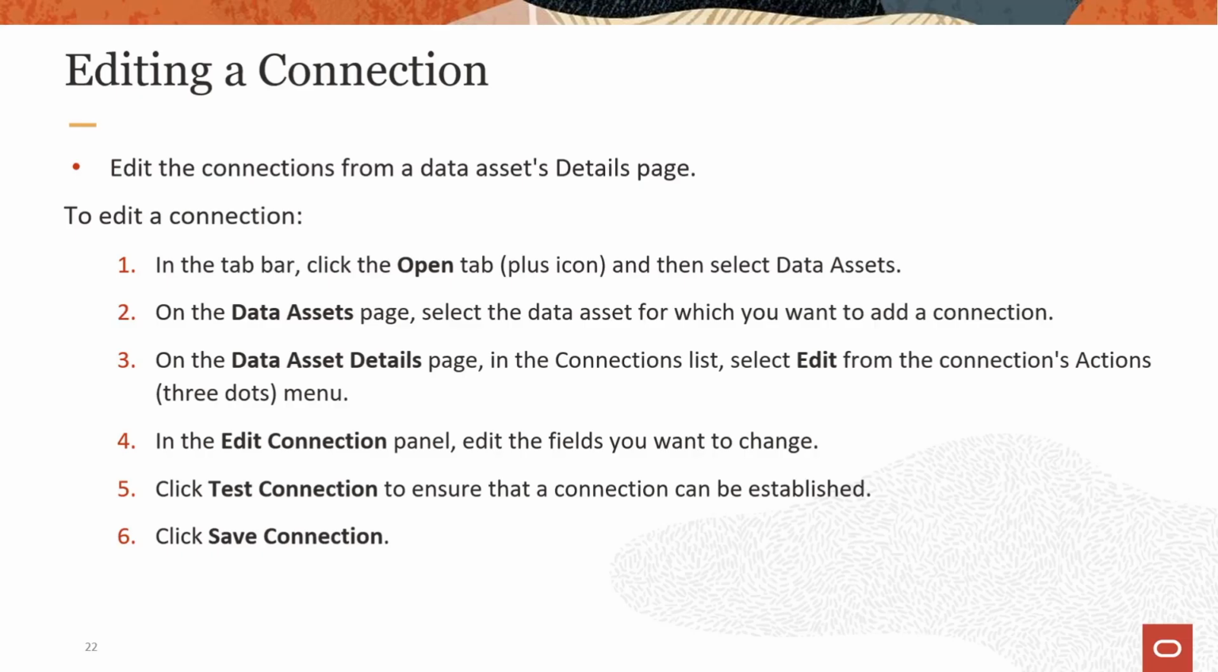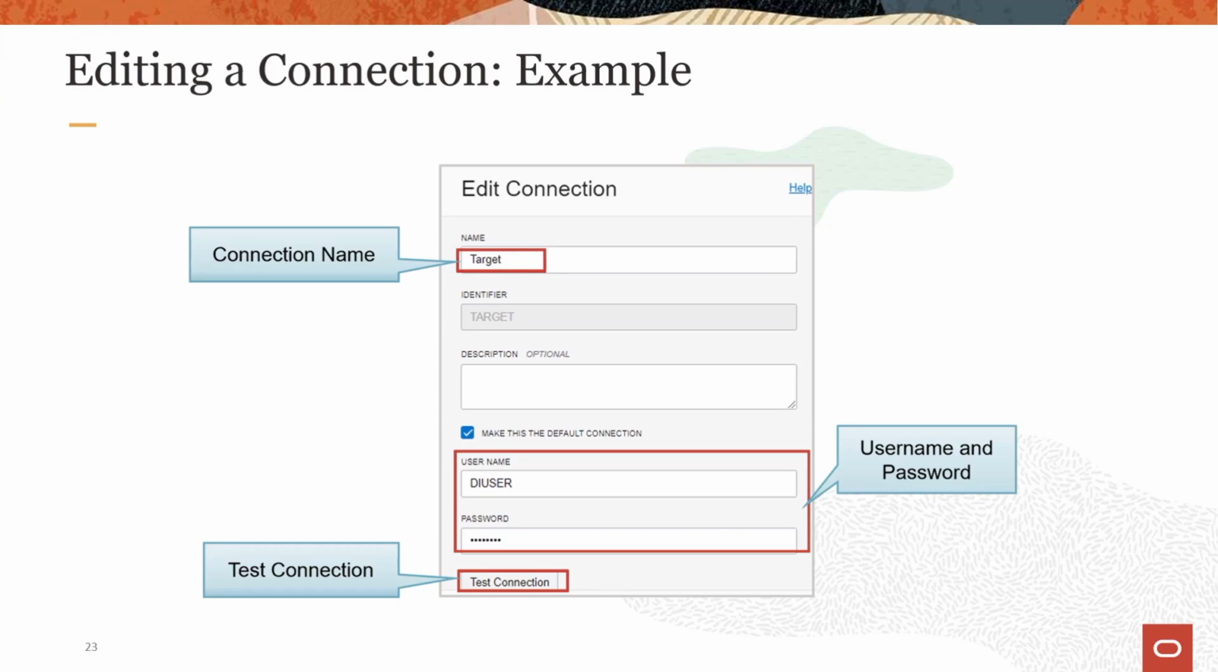In the Edit Connection panel, edit the fields you want to change. Click Test Connection to ensure that a connection can be established. Click Save Connection. Here is the screenshot of the Edit Connection tab. Enter the name of the connection, the associated username and password, and click Test Connection to verify the connection.